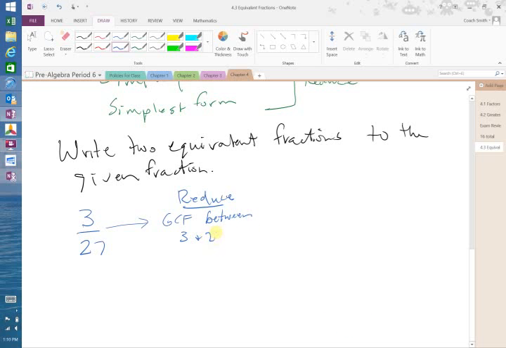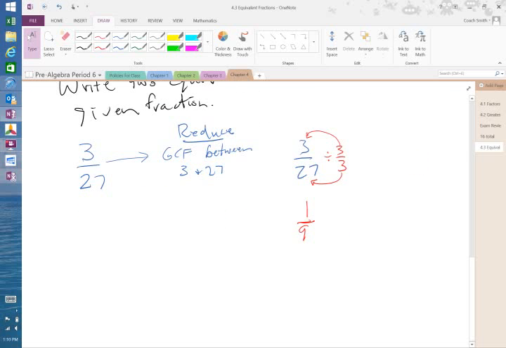3 and 27. Okay, 3 and 27. Trying to find the greatest common factor between 3 and 27. Well, the factors of 3 are what? 1 and 3. Okay, the factors of 27 are 1, 3, 9, and 27. So the greatest common factor would be 3. So I'm going to take 3 over 27 and divide it by 3 over 3. 3 goes into 3 once, 3 goes into 27 9 times. So that's one of your fractions, okay, is reducing it.